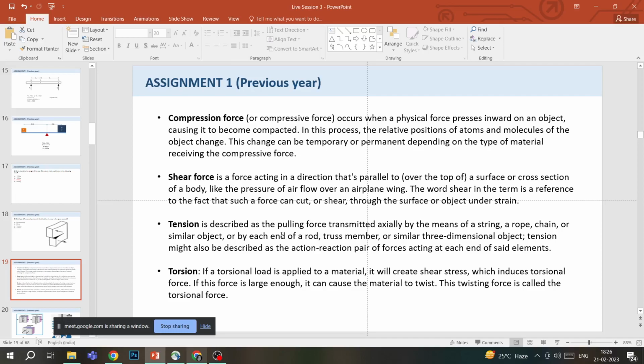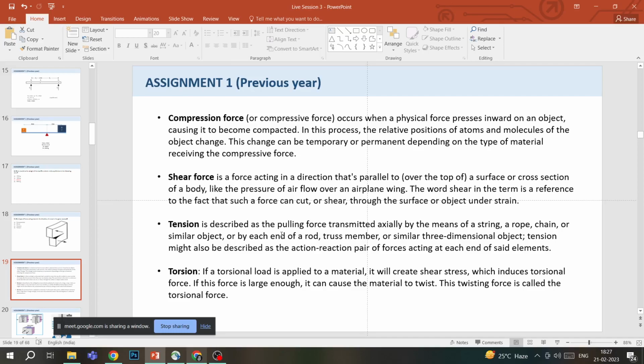Now shear force. Shear force is a force acting in a direction that is parallel to a surface or a cross section of a body, like the pressure of airflow over an airplane. For example, this is a body, so the shear force would be acting parallel to this.